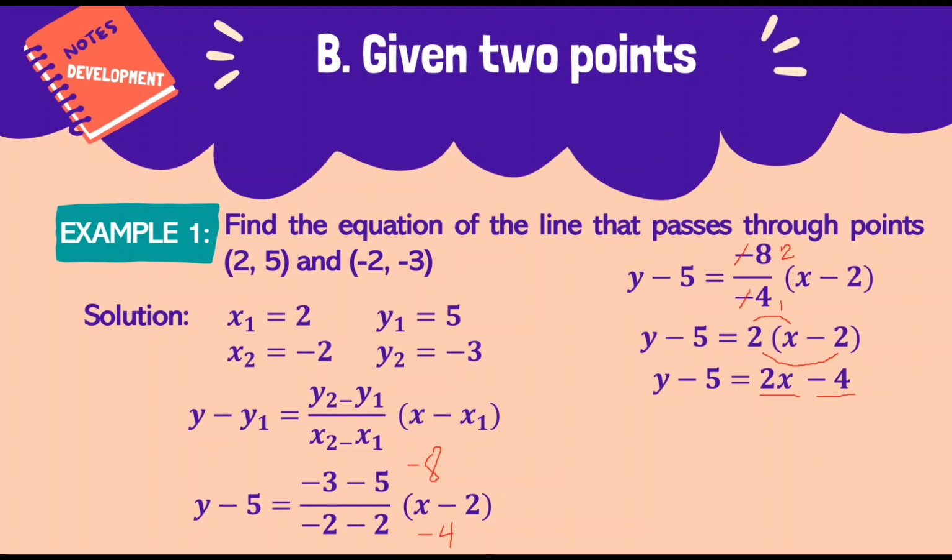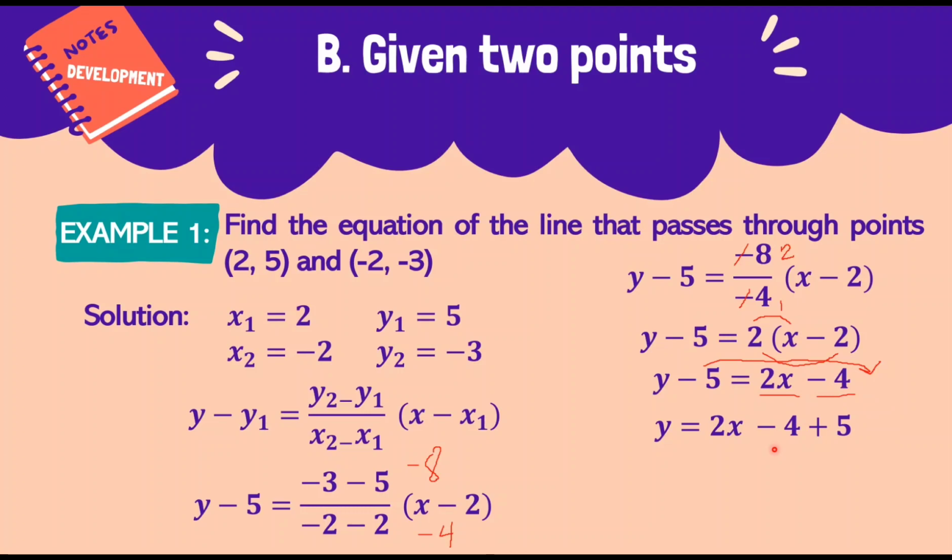And then syempre, we need to write the equation of the line into slope intercept form. So how are we going to write that? So syempre, itatranspose natin si negative 5 to the other side of the equation. So kapag tinranspose natin siya, mag-iiba yung ating sign. So since siya ay negative, it becomes positive. So it becomes here, yan, y is equal to 2x minus 4 plus 5. Nakita ang pagtatranspose?